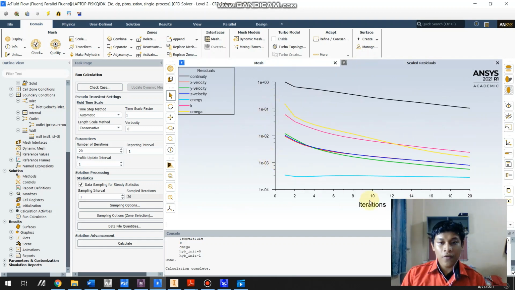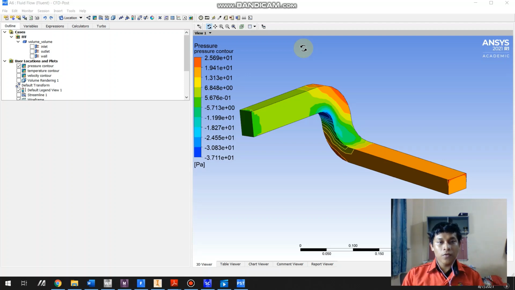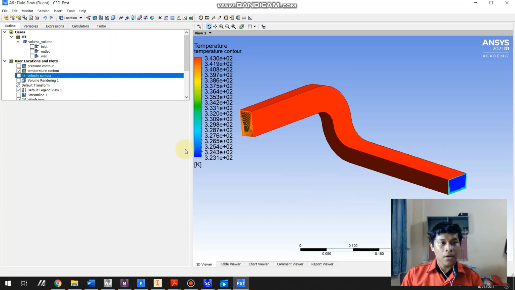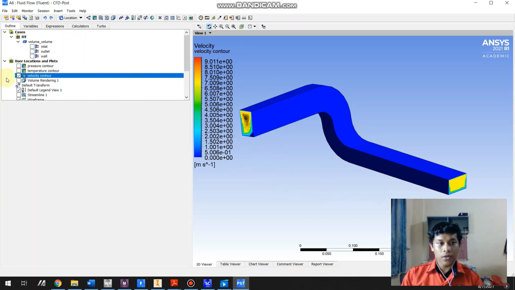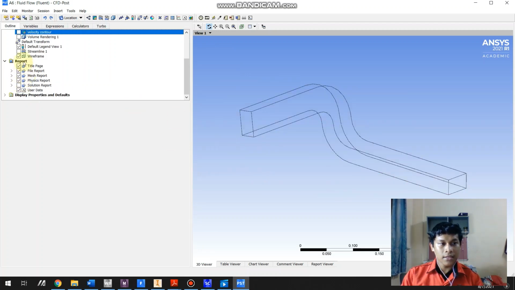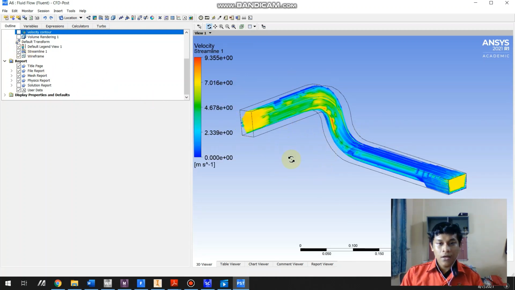So this is our graph for our case. So we move to the results to demonstrate and visualize this case. We can identify four types of contour, which are the pressure contour, temperature contour, velocity contour, and lastly the streamline. So next is the simulation of the velocity streamline for our case.